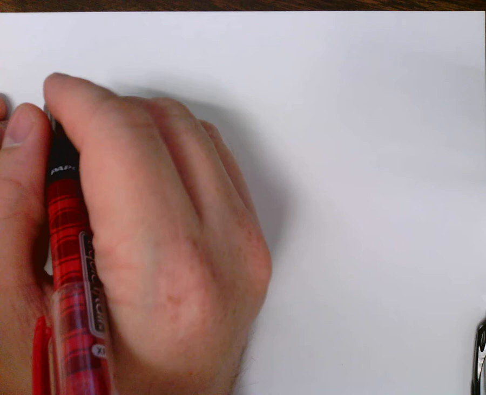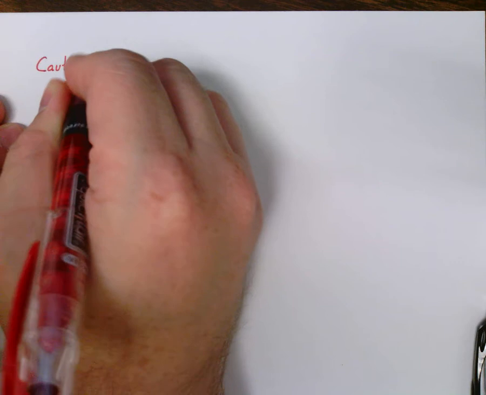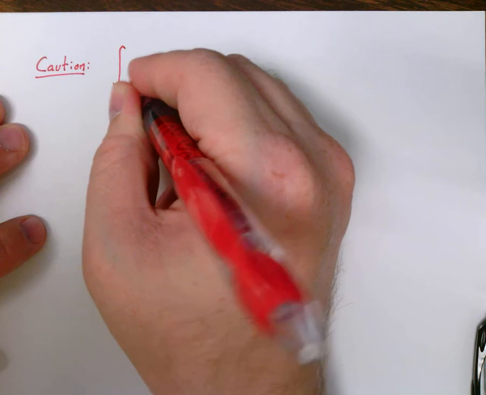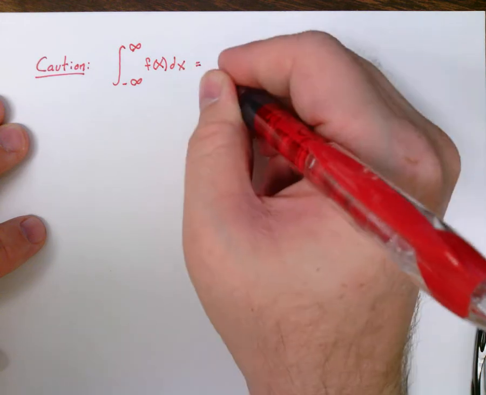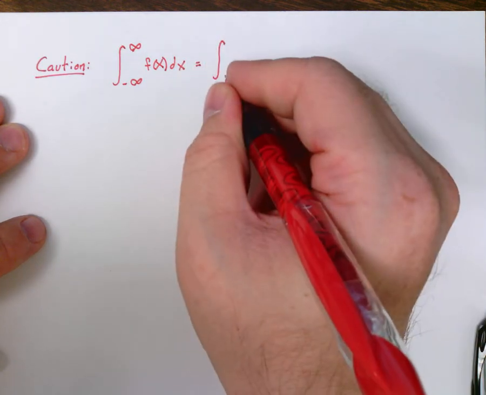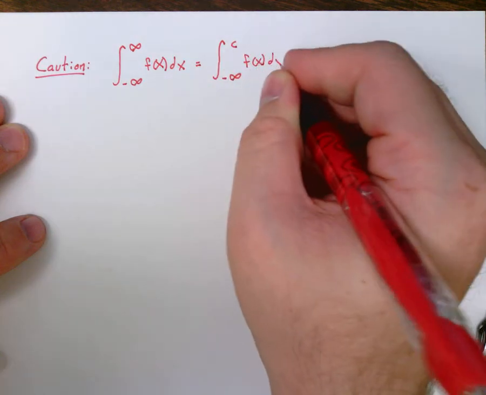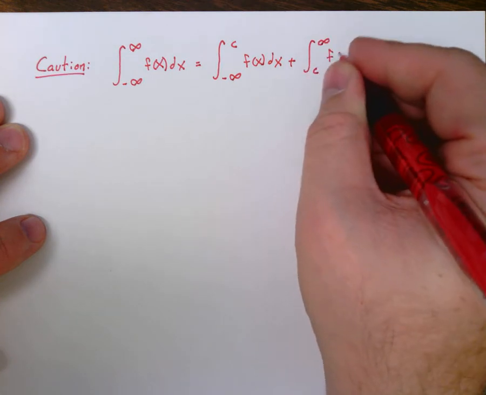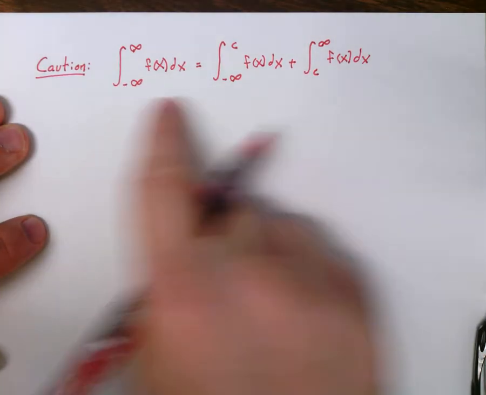Okay, so now there's some cautionary things I should warn you about before you get too excited. So let's take a look at this. Caution. The actual definition of the integral from negative infinity to infinity of f of x dx is that you have to split it up into two integrals all the time: the integral from negative infinity to c of f of x dx plus the integral from c to infinity of f of x dx. That is the definition for that improper integral. You have to split it into two pieces.